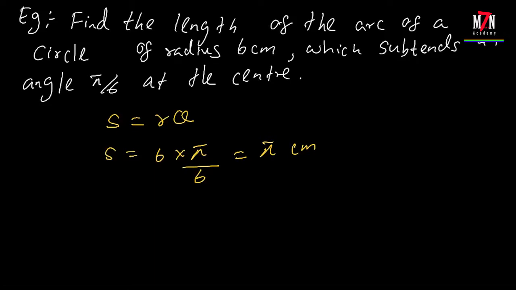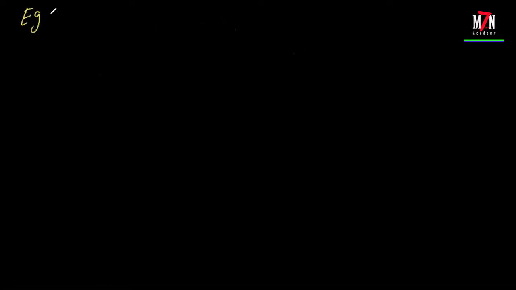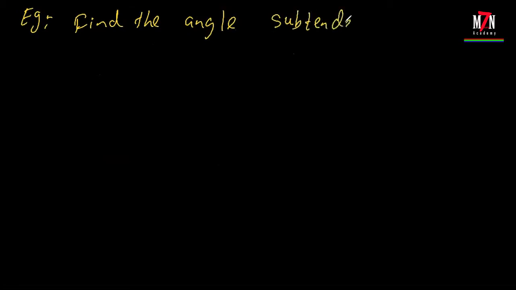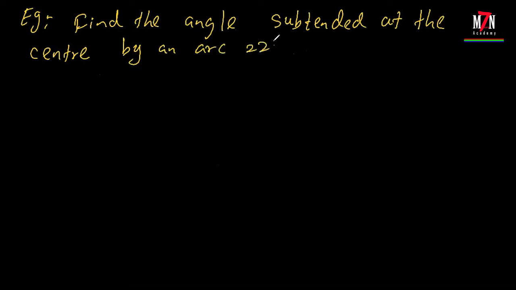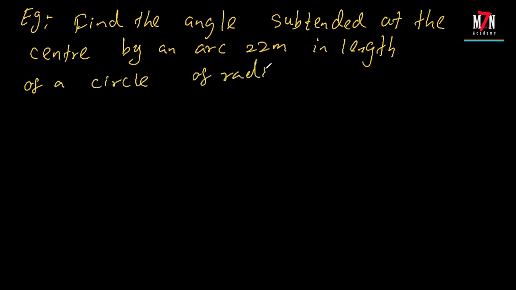Okay, then let's move to the second example. Find the angle subtended at the center by an arc 22 meters in length of a circle of radius 21 meters.